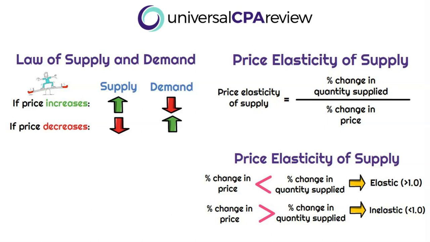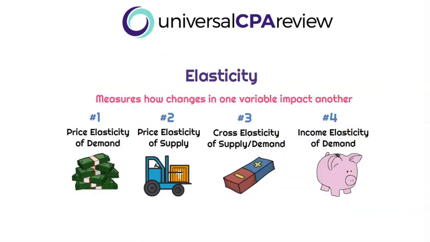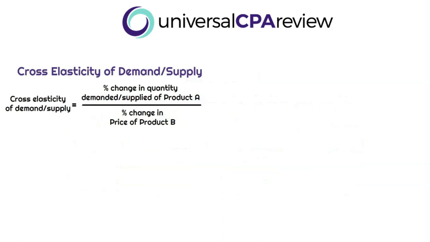Another great elasticity measure to understand is the cross elasticity of demand or supply. Let's quickly touch on the formula because it will make a lot more sense. As you can see, the cross elasticity of demand or supply is equal to the percent change in quantity demanded or supplied of product A divided by the percent change in price of product B.